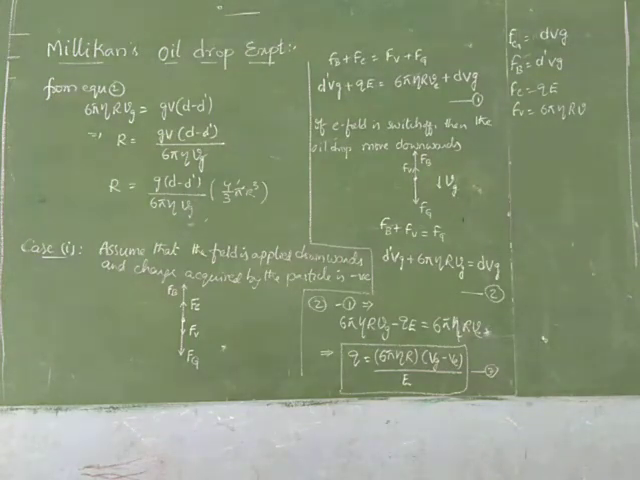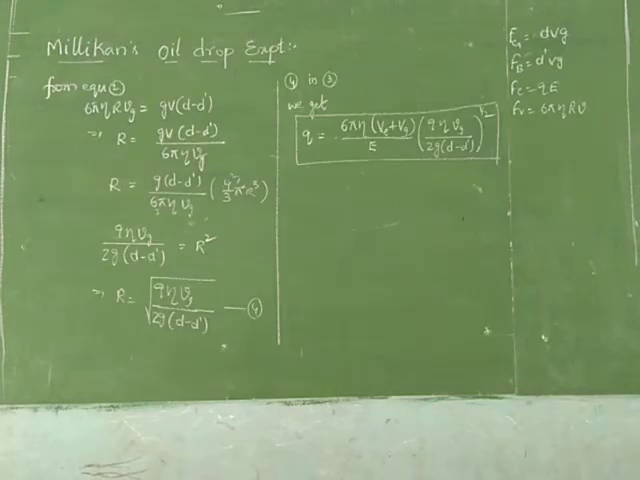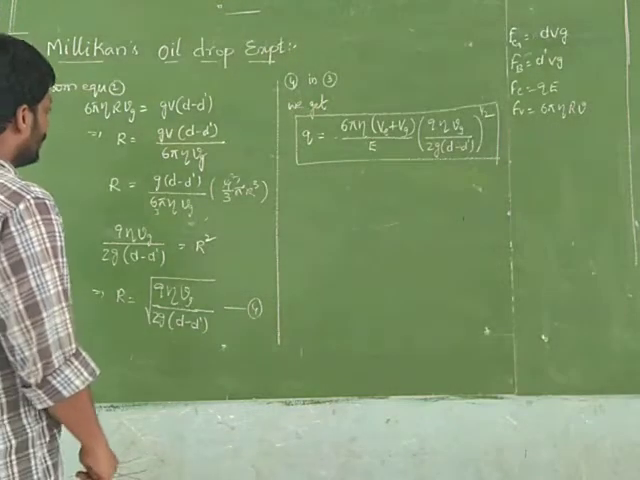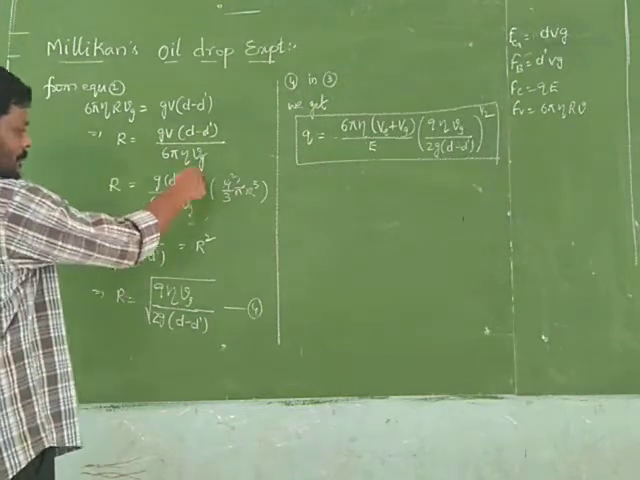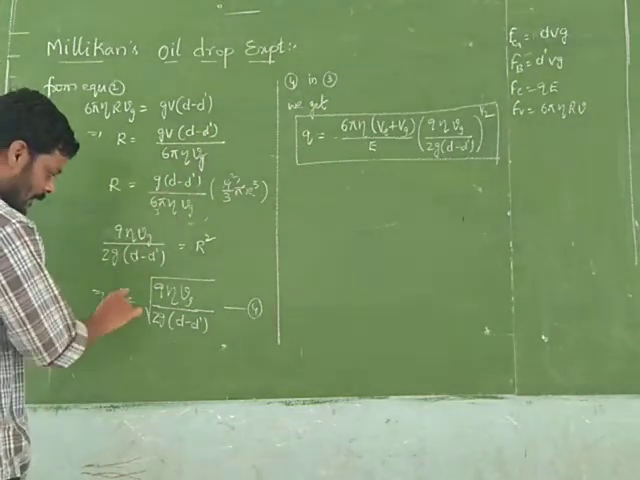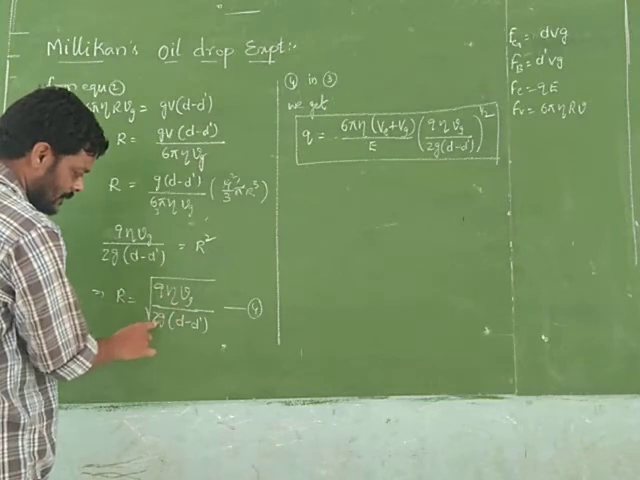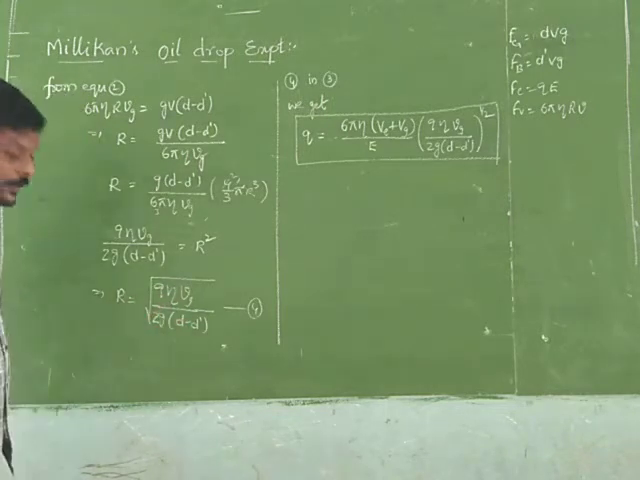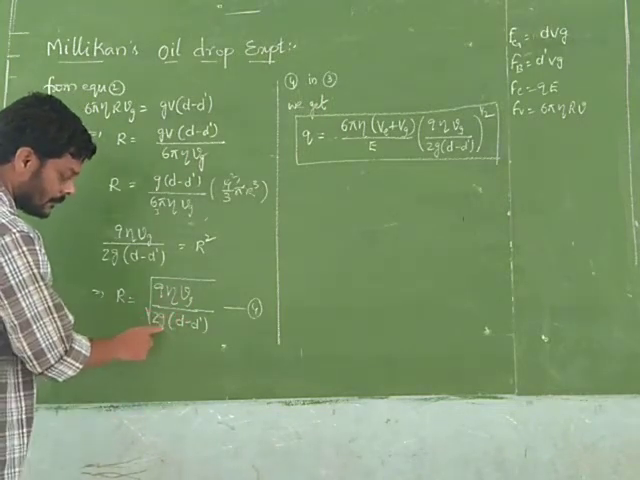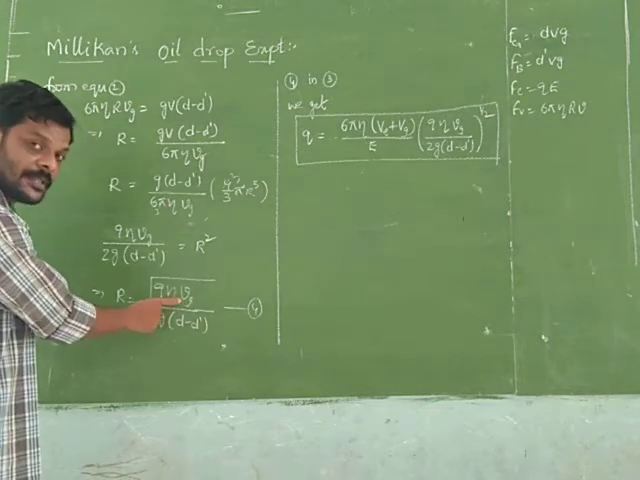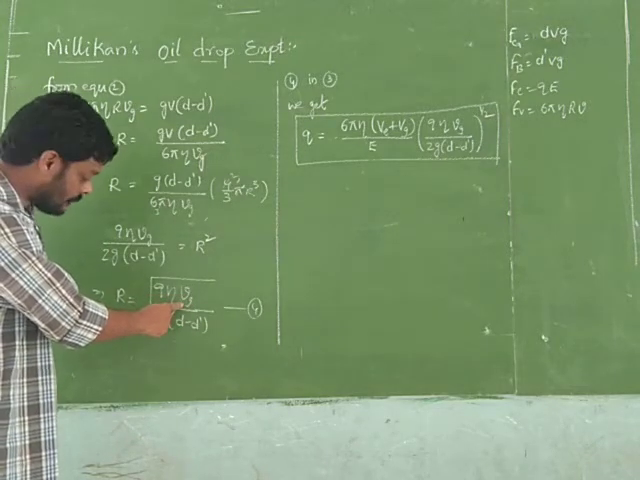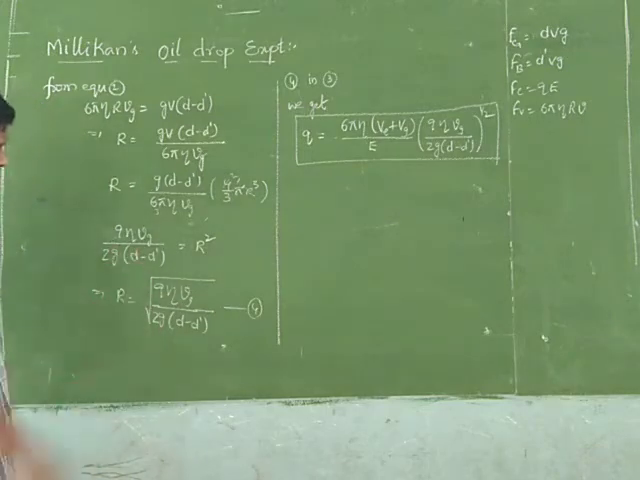So make it pause for 5 seconds. Try to write that. Okay. So in the previous expression, here r is equal to something. By simplifying this, we are getting r is the root over 9 eta Vz by 2Z into (d minus d prime). Don't cancel this Z and Z. Ready? So this Vz is the terminal velocity due to the gravitational field. This is the acceleration due to gravity.